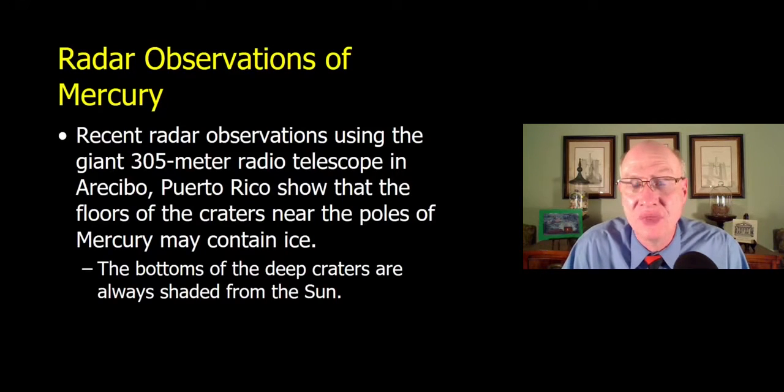And it turns out that at the South Pole, deep down at the pole on Mercury, there are craters that are so deep that the sun never shines deep down in those craters, and ice might actually exist there.